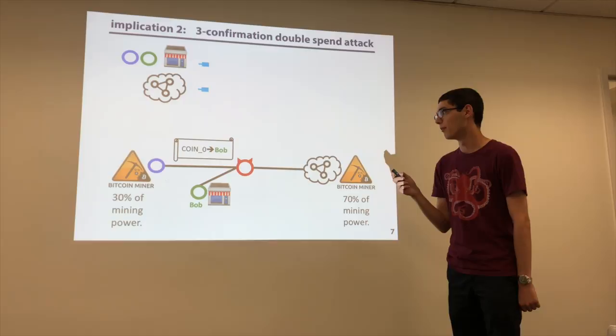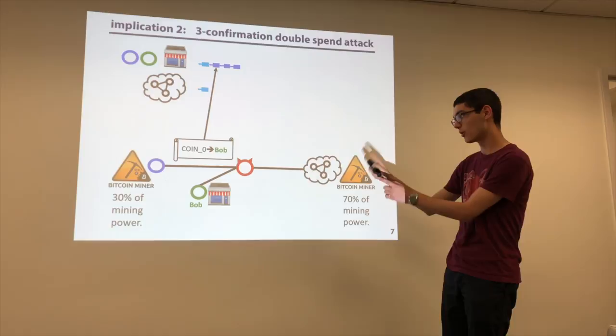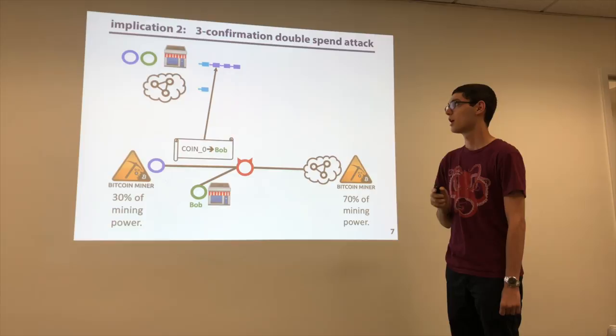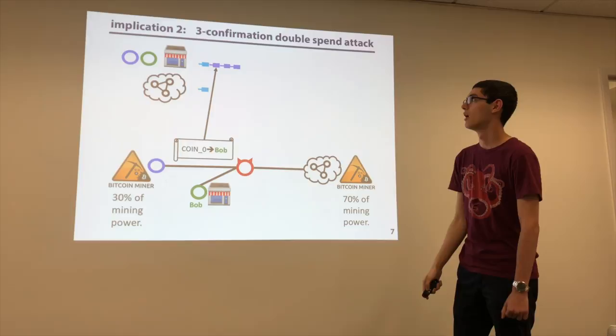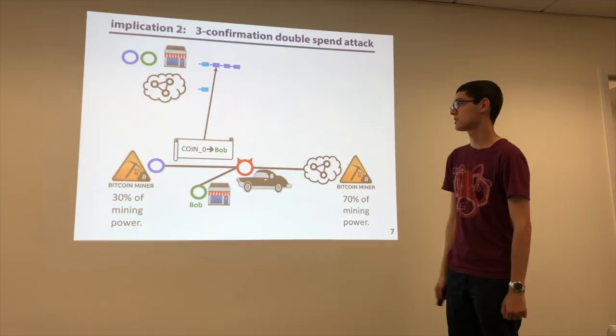You broadcast that transaction to the eclipsed miner. You don't broadcast it to the rest of the network. You're broadcasting that to the network that you've created, the partition one. The miner will see it, and it's like, oh, new transaction. He includes it in a block. And again, in this case, we're going to wait for three confirmations. Bob sees three confirmations. He releases the car, thinking he now has Bitcoin.